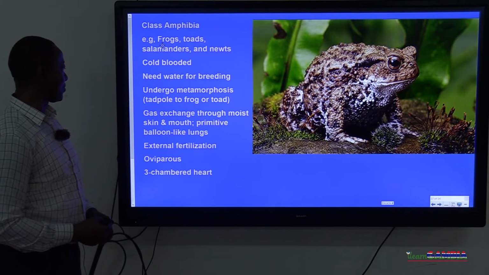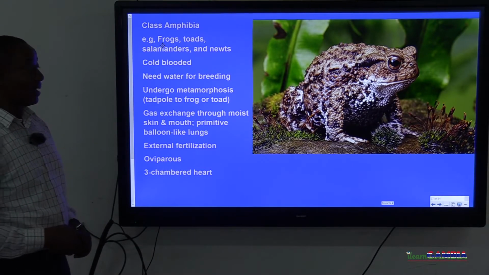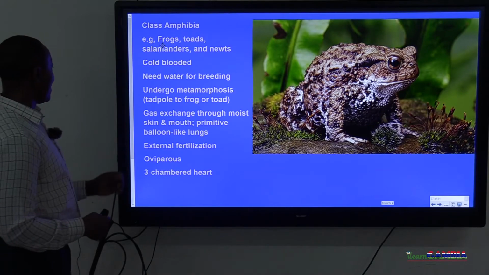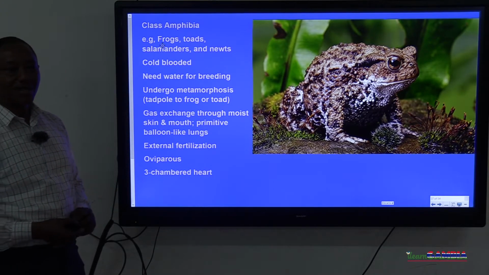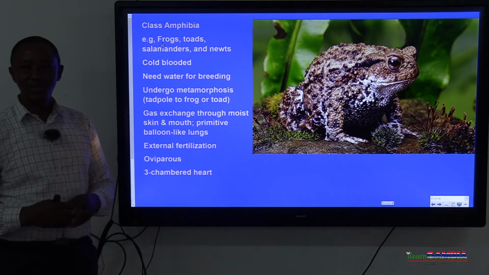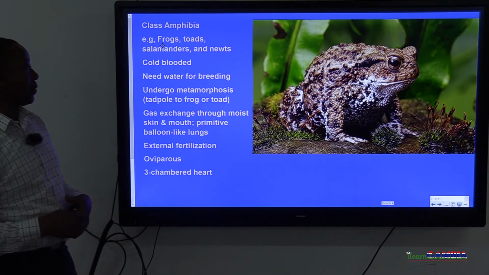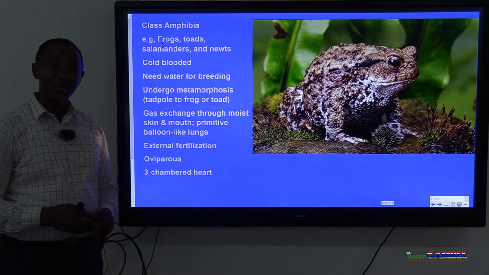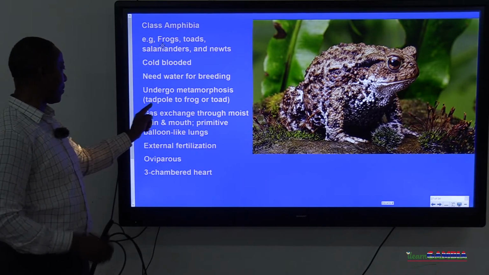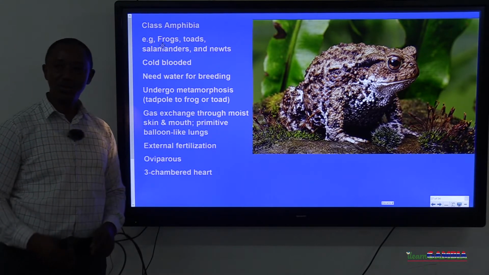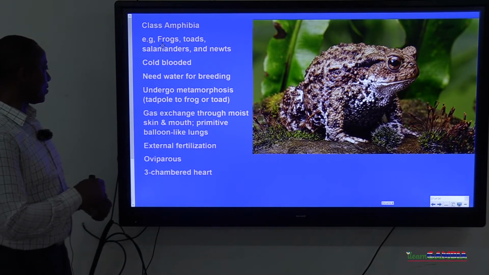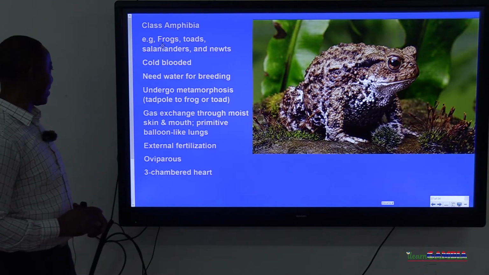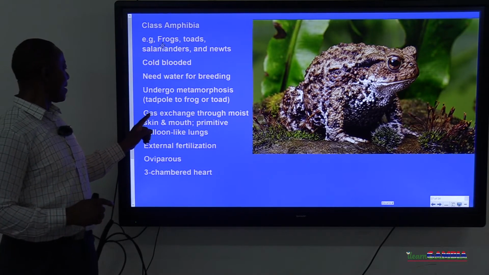They need water so they can breed. They undergo what we describe as metamorphosis. These are the series of changes in both the structure of the body as well as the behavior of the organism, from being a tadpole, the youngest, and going all the way to becoming a young toad or a young frog. So those changes they undergo we describe as metamorphosis.